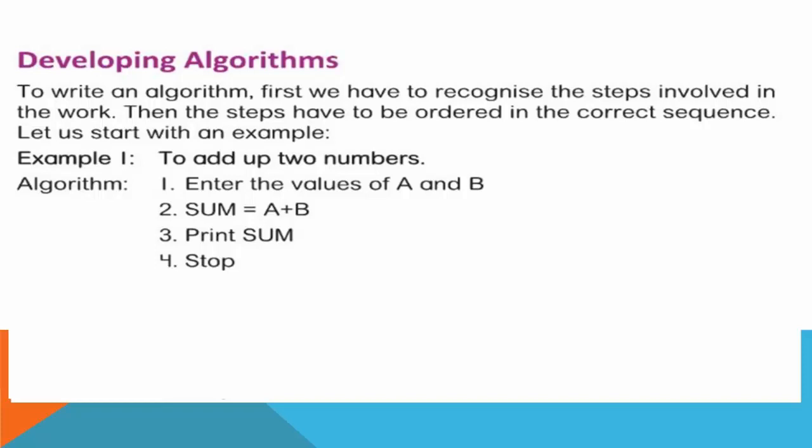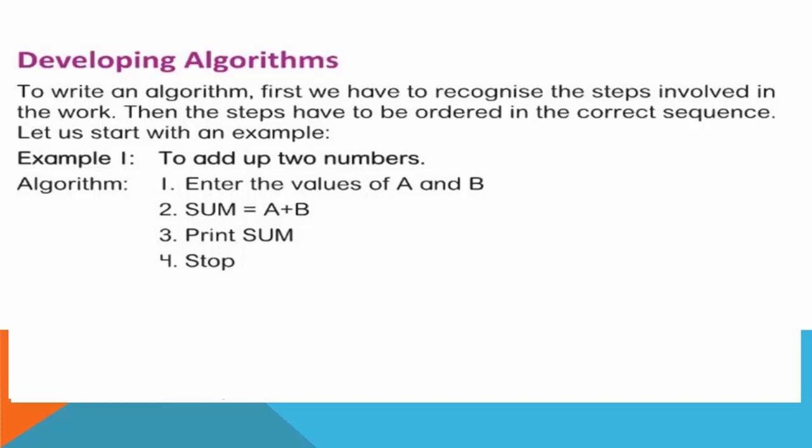The first step will be enter the values of A and B. Now we are taking two variables A and B and we are going to assign numerical values to those two variables. The second step will be taking another variable SUM and assigning the value of A plus B into the new variable sum. The third step will be to print the value stored in the variable sum. And step 4 will be stop the program. So this is how we are going to add two numbers.